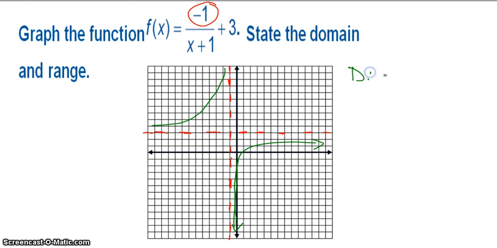So my domain, we can say all real numbers for x, so all real numbers not equal to -1. And our range is all real numbers not equal to our value of 3, which is our k.